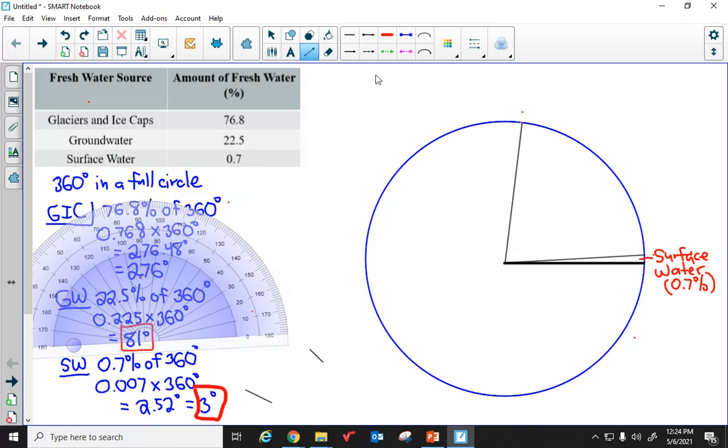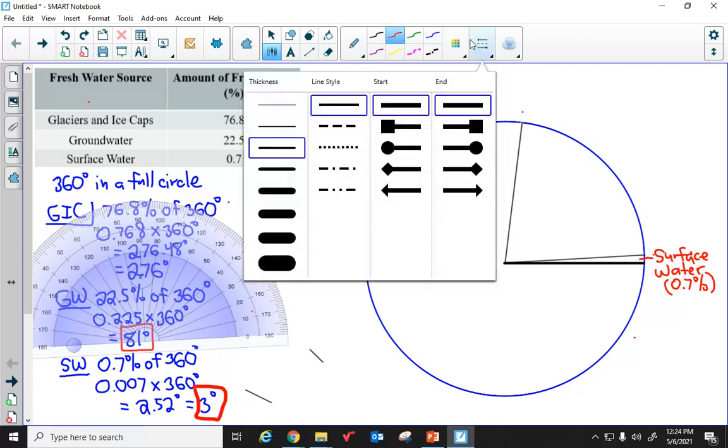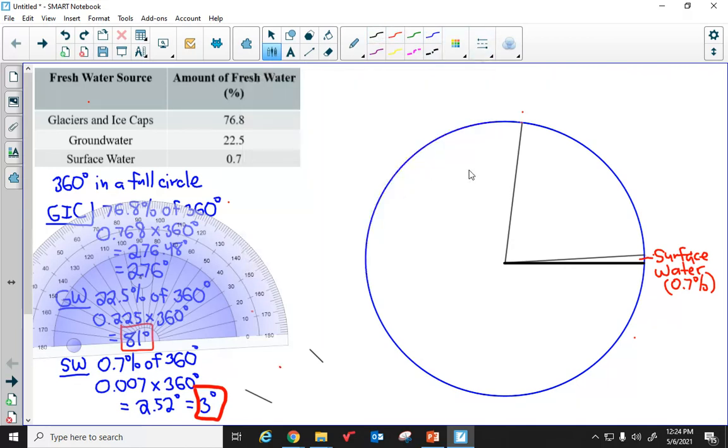Okay, now I'm going to label this sector. So let's go back to my writing tool. I was doing this in red pen, so I'll just be consistent with this. This is the groundwater, so I'll write down groundwater. And groundwater is 22.5%. Okay, so I've labeled that sector.